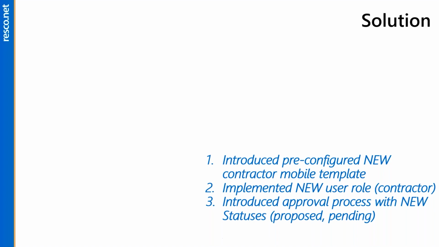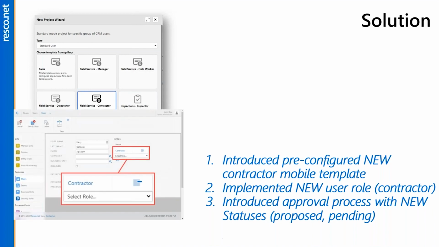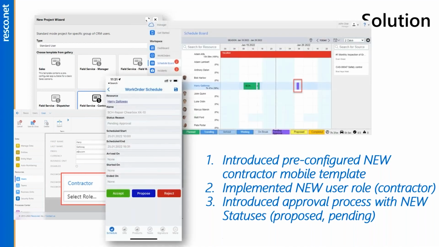So our solution is that, first of all, we are introducing pre-configured new contractor templates. Then, second, we implemented new user roles for contractors, and we also configured an approval process with new statuses for the work order schedule and work order, such as pending or proposed.